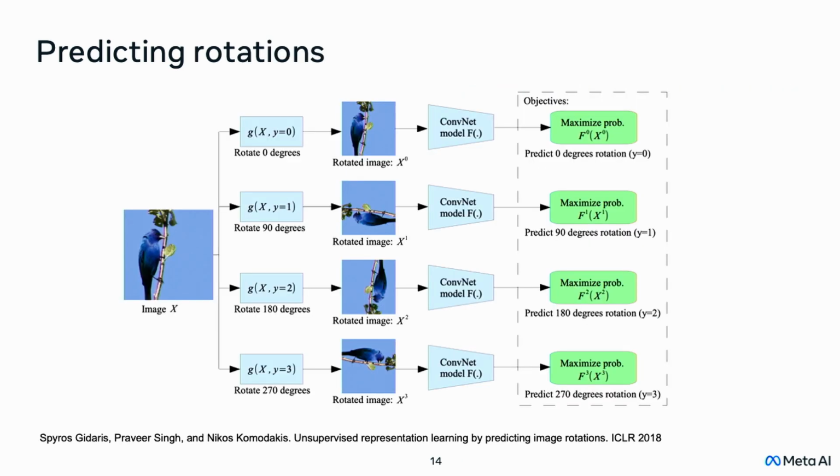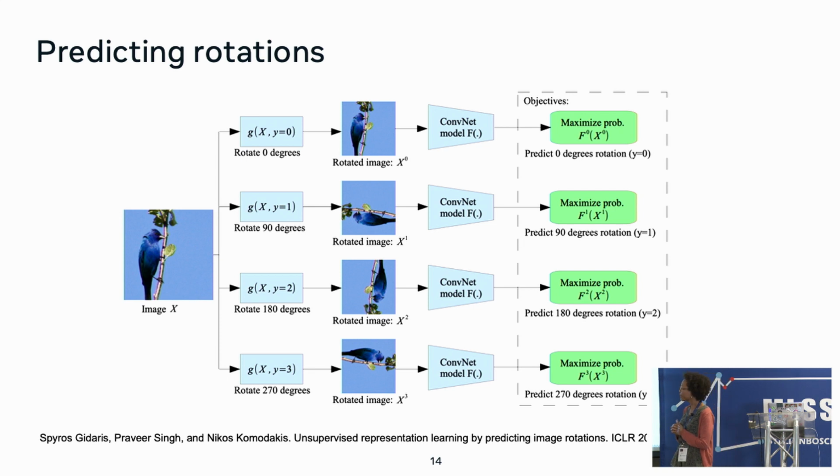So the next one in this line, this is work that, as the name suggests, predicts rotations, from Gidaris et al. And so you were asking this question about, why not use the whole image? So here's an example where the whole image is used. This is super, super simple. I really like this approach.